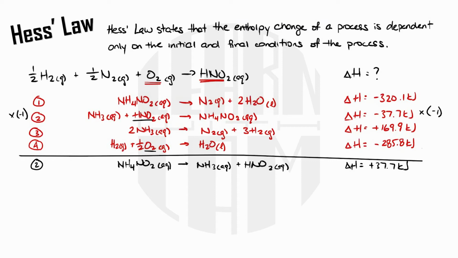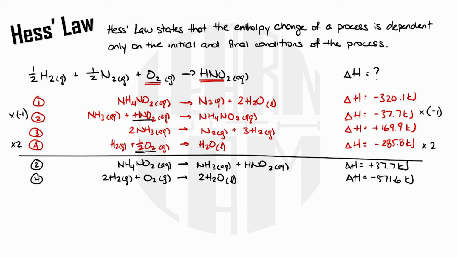However, we need 1 oxygen, and reaction 4 only has half. No problem. We don't need to flip this equation, but we're going to multiply the whole thing by 2, including the enthalpy. So now we've got 2 hydrogen gas plus 1 oxygen gas, making 2 water, and our enthalpy is now doubled at -571.6 kilojoules.